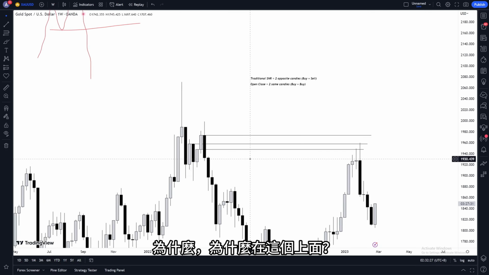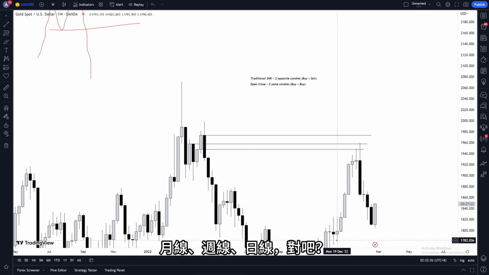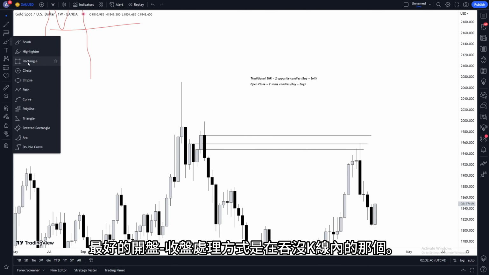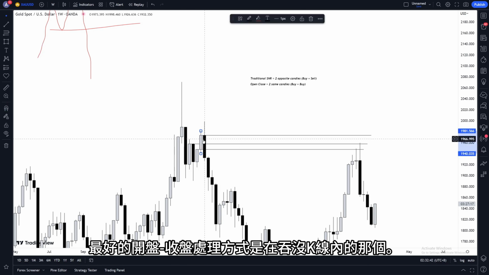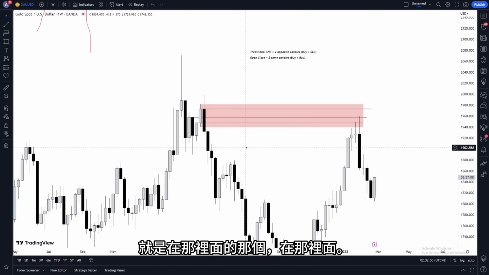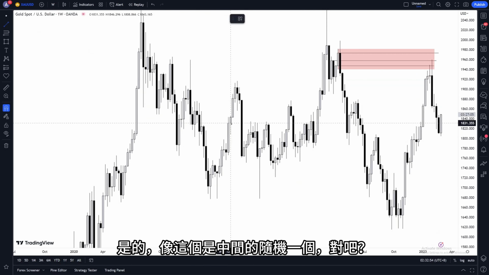Because I've learned that, now write this down, the best open close POI on higher time frame. So we're dealing with what? Monthly, weekly, daily, right? The best open close to deal with is the one within an engulfing candle, or OB, engulfing candle, OB, whatever you want to call it, is the one within there. Not just randomly the ones in between. Yes, like this one is a random one in between, right?